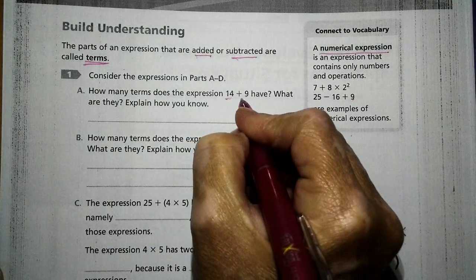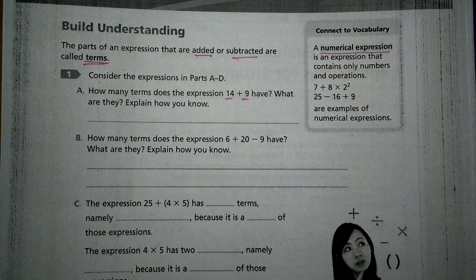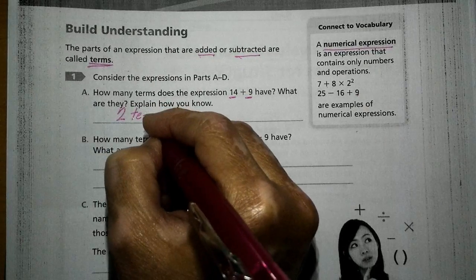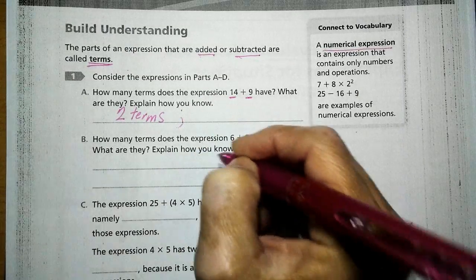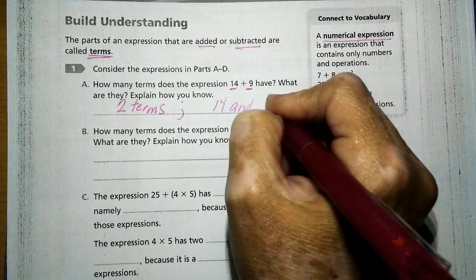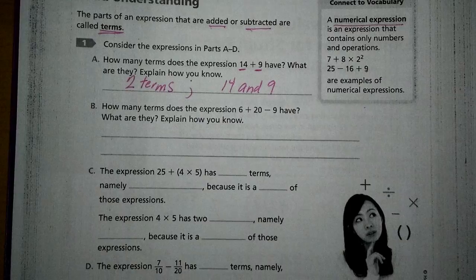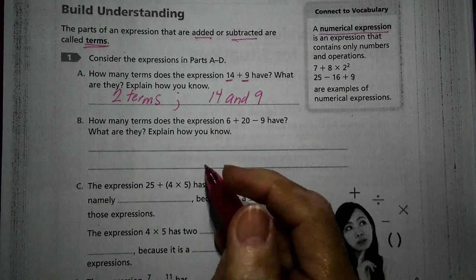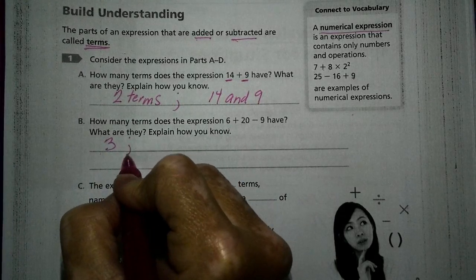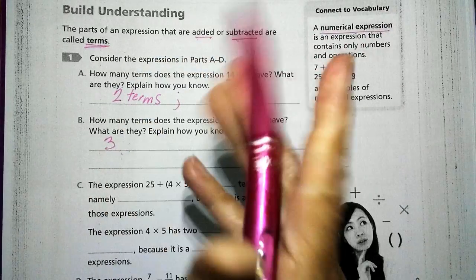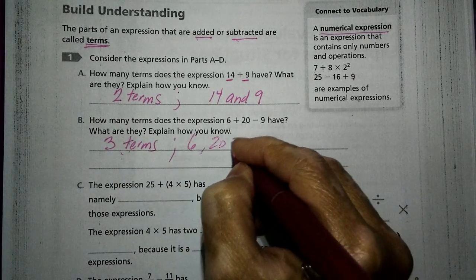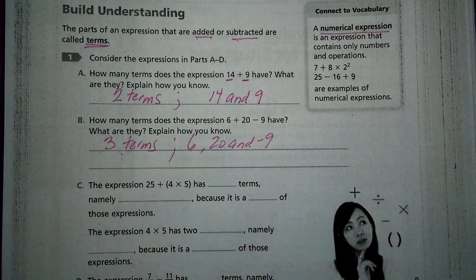So how many terms? Yep. So 2 terms. And what are my terms? 14 and 9. Yep, 14 and 9. Okay? How many terms does B have? 3. And what are those terms? 6, 20, and negative 9. Yep, 6, 20, and negative 9.